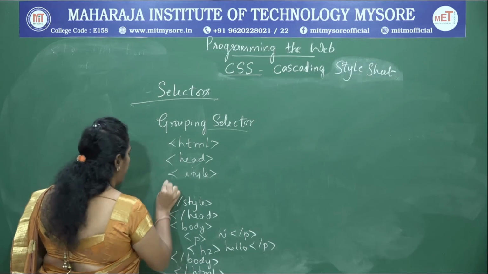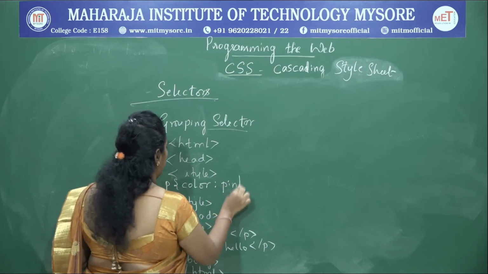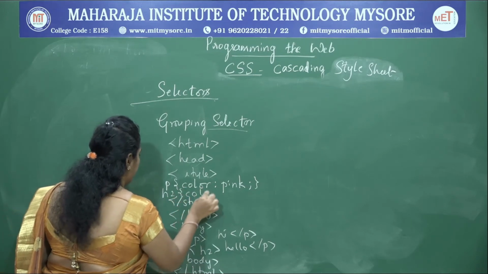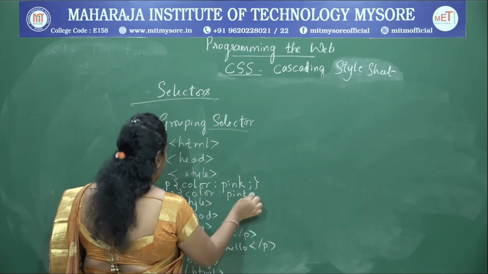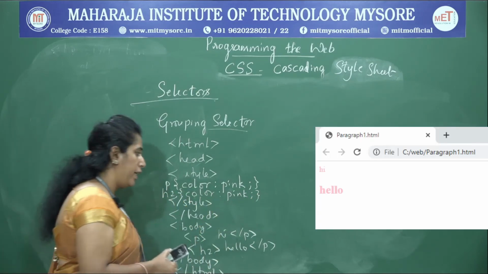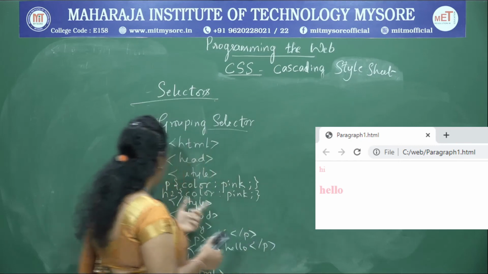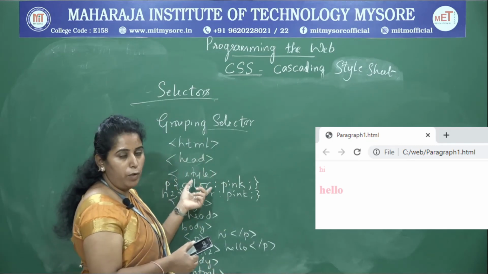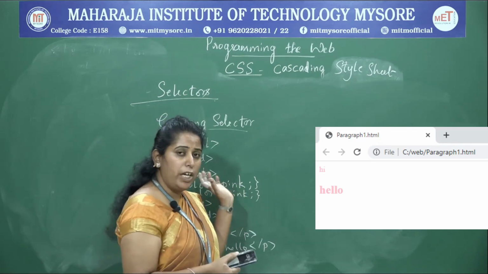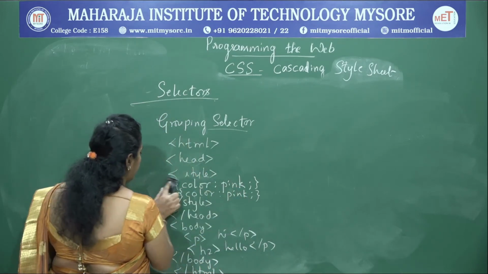Okay, for example, for P I am taking the color pink. For tag H2 I am taking the color pink. So now once you run this program, what happens? Hi and hello both are printed in pink color because you have set the same type of style rule. Is it right? So if there are any elements which have the same set of style rules, you can group them together. How?